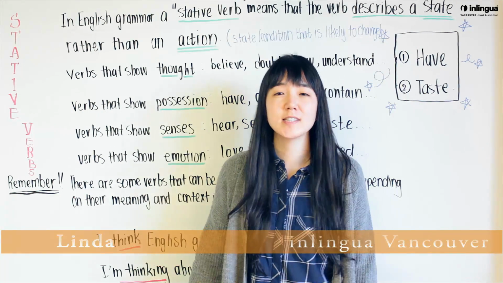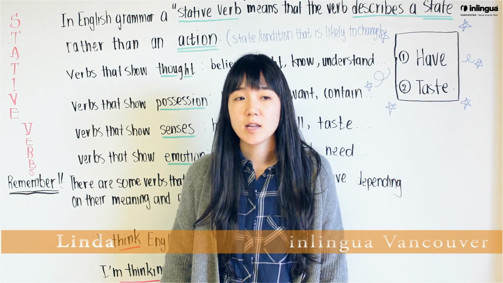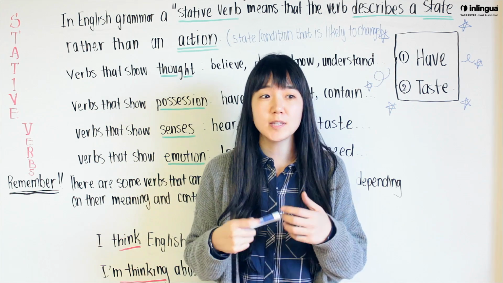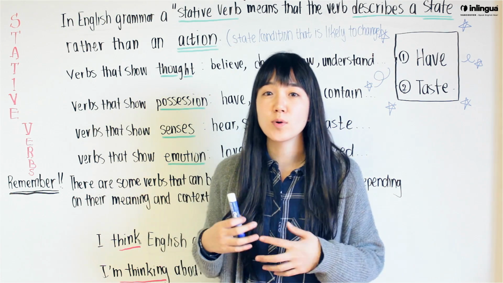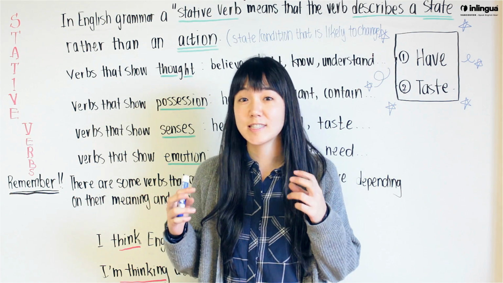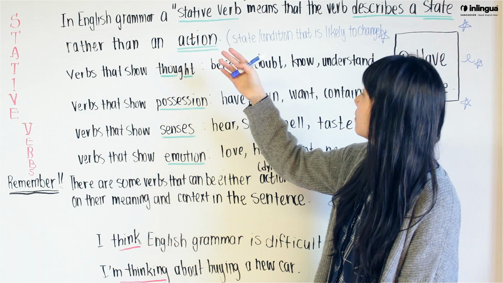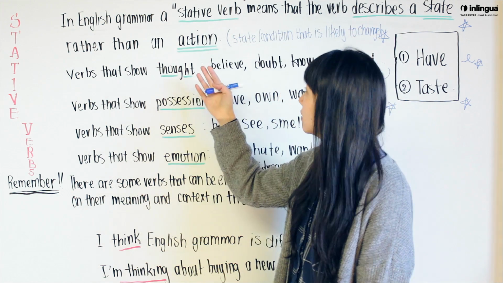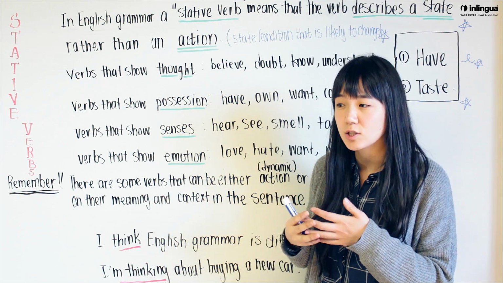My name is Linda and today I'm going to talk about what a stative verb is. In the previous lesson, I mentioned verbs that describe an action or a state. So I'm just going to elaborate more on what the state means. A stative verb in English grammar means that the verb describes a state rather than an action. So it could be a verb that describes a state or a condition.